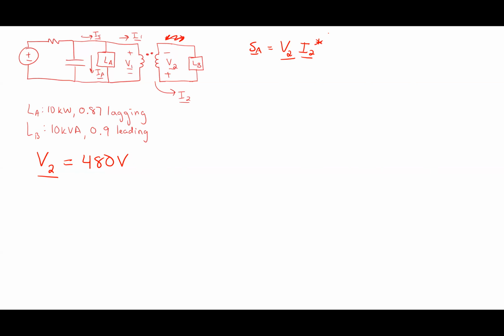Let me see, I called that SB. Load B is on side 2. The load B has SB. That's equal to V2 times I2 conjugate. And we said previously that this was 10 kVA with an angle of negative 25 degrees.